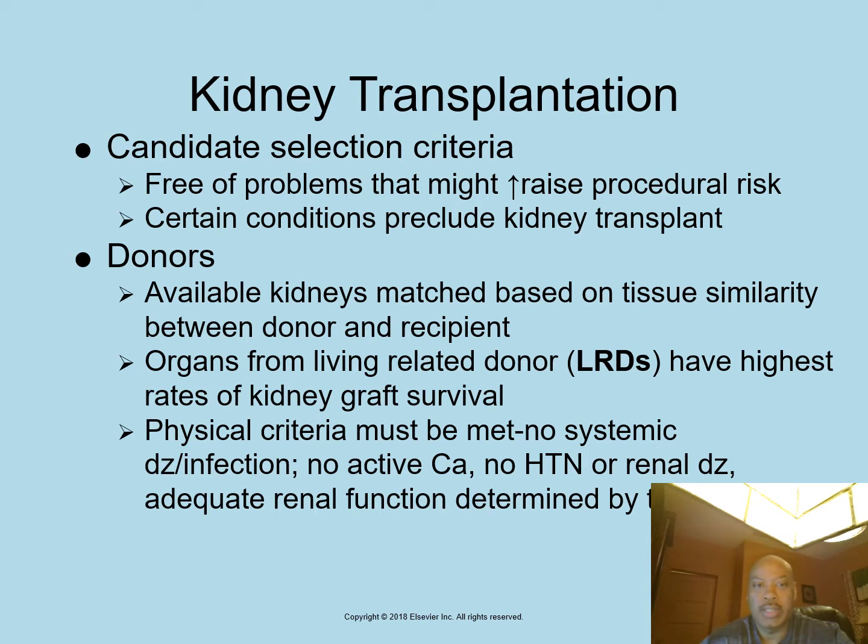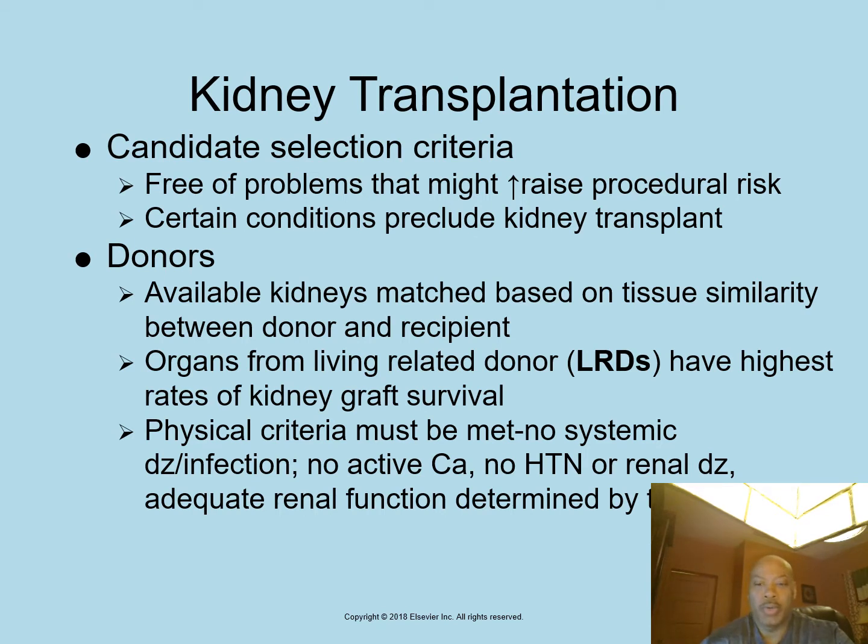For patients to receive an organ, whether it be kidneys, liver, heart, or what have you, there is a candidate selection criteria. These patients are typically free of problems that may cause an increase in the procedural risk. Certain conditions might preclude or prevent these patients from having a kidney transplant.